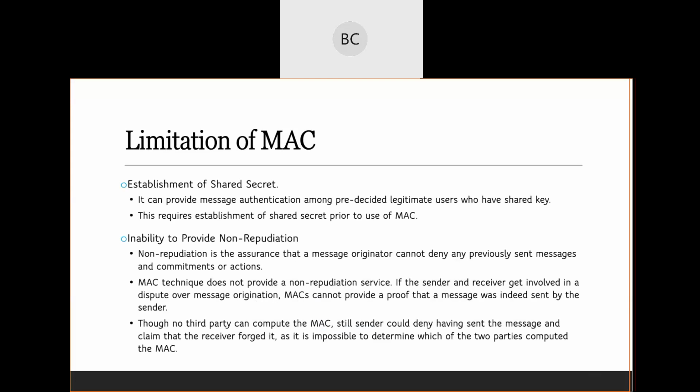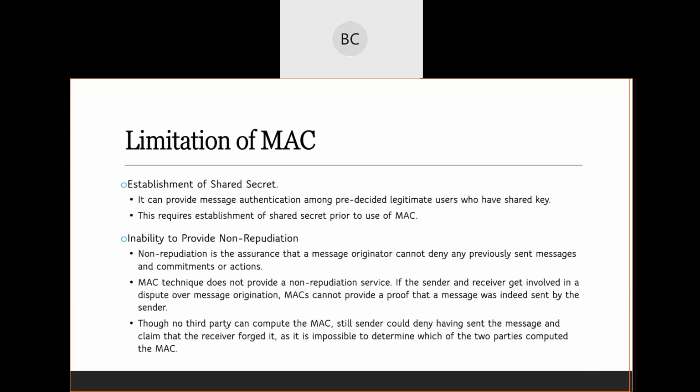In the case of establishment of a shared key, it can provide message authentication among pre-decided legitimate users who have a shared key, but this requires establishment of a shared secret prior to the use of MAC. And again, non-repudiation is the assurance that the message originator cannot deny any previously sent message and commitment or action. So the MAC technique does not provide a non-repudiation service. This only provides authentication.